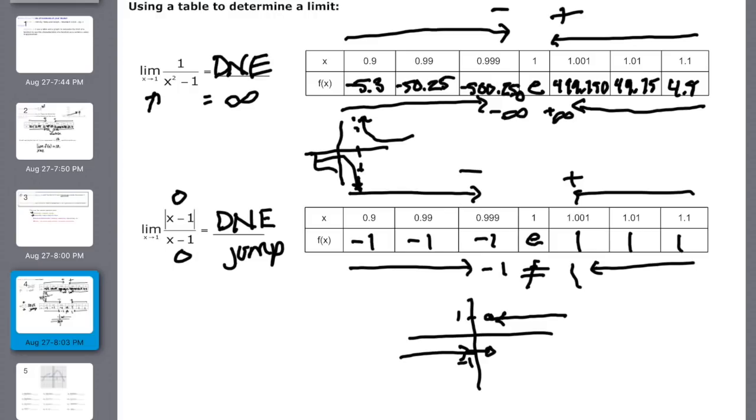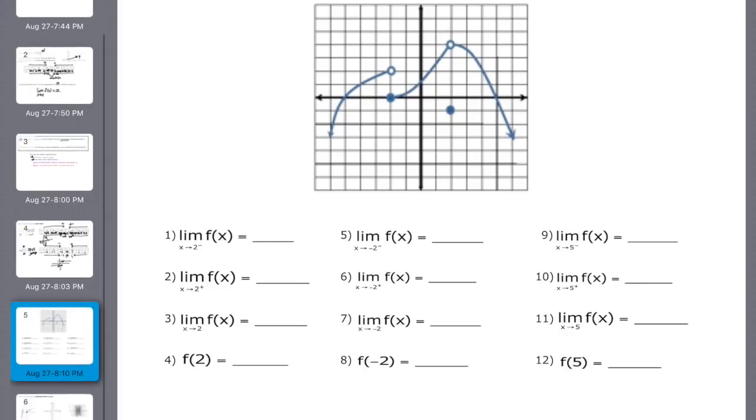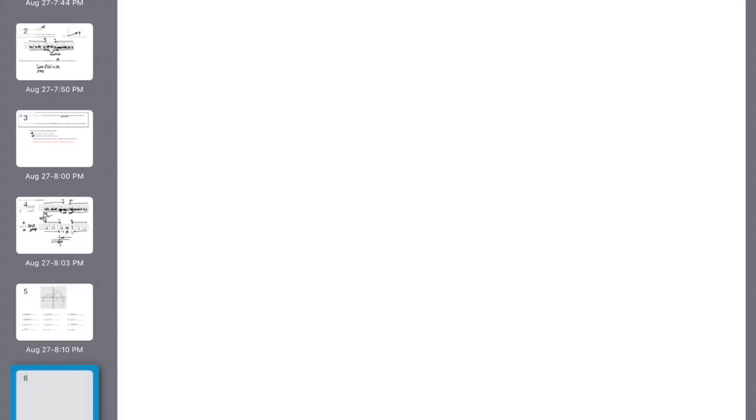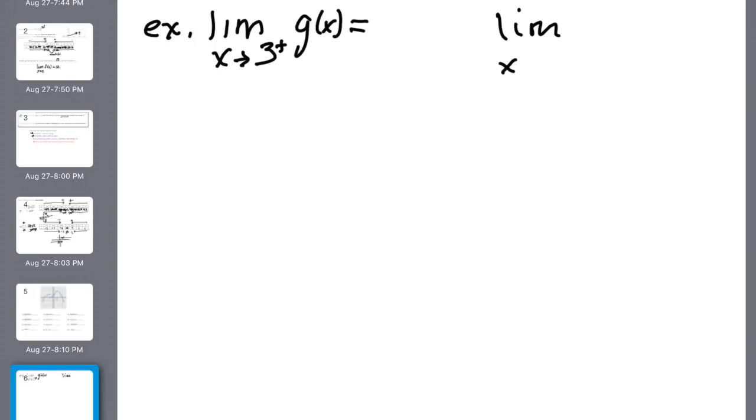Okay, so let's talk about the next idea, and I think I have these out of order. I'm missing a slide, so I'm going to put in a slide really quickly. On the next part of your examples, you have an example that says the limit as x approaches 3 from the positive side of g of x. And you have the limit as x approaches 3 from the negative side.